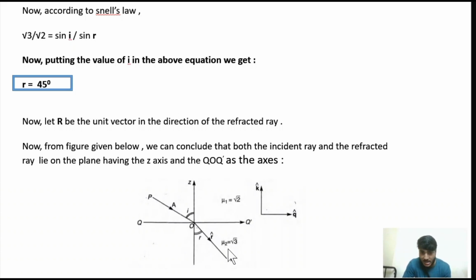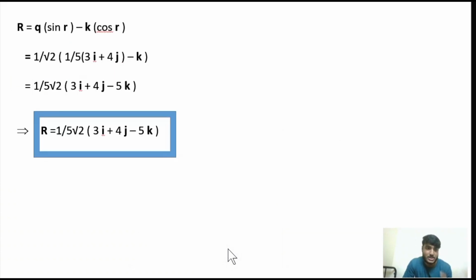So from the diagram, we can see the two components of R can be given as q sine r minus k cos r. We have the value of q, we have the value of small r, we have the value of k. So putting all the values, we can find out that the unit vector along the refracted ray can be given as this. So this is basically the answer for our question.